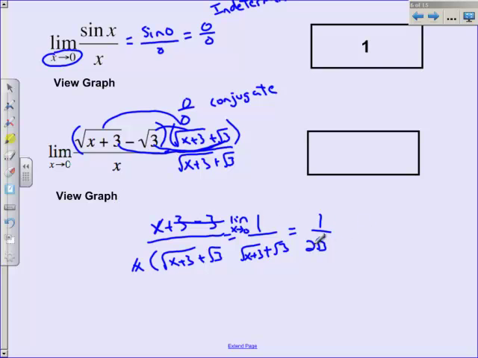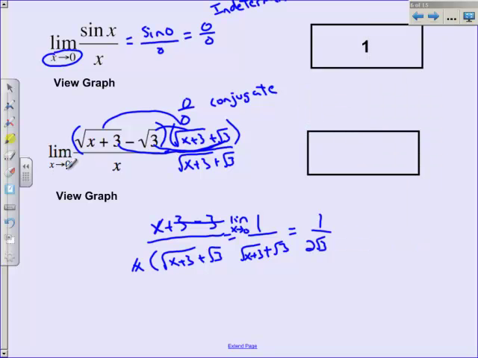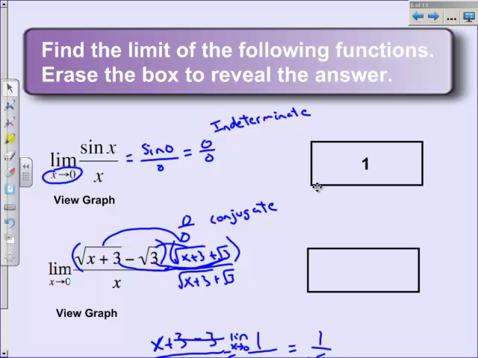That's a pretty small number. 1 over 2 square roots of 3 is about 1 over 3.4. So I don't know, a little less than a third. Let's go take a look at the graph and see where it's headed. Again, we're looking as x approaches 0, so let's go look at this graph. So here is 0, and you can see it's a little bit above 0.25. So let's see what this answer actually works out to be.